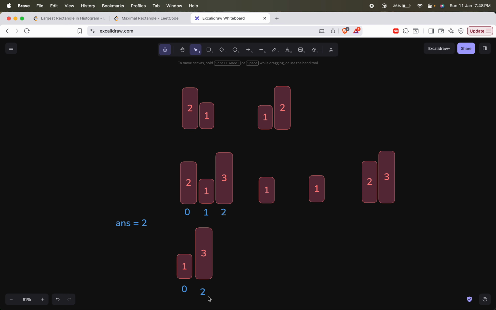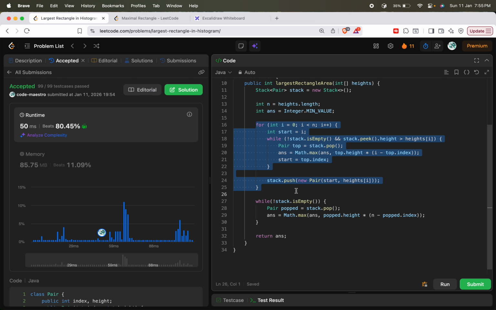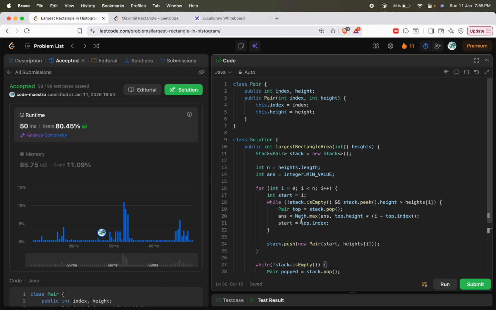And the time complexity: for every given bar, I will either be pushing into the stack or removing from the stack. These are the only two operations. At max, each bar will be going into the stack and coming out of the stack. So the time complexity would be order of n here, because pushing and popping are constant time, and we are doing this process n times in the worst case. So the time complexity will also be order of n, and the space complexity will also be order of n. Yeah, that's all about this problem.